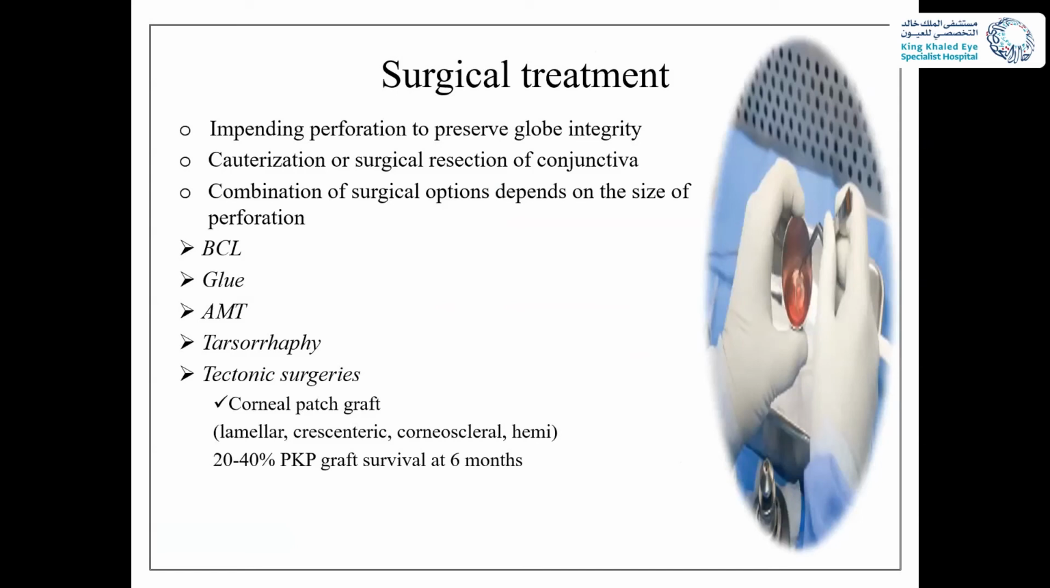The perilimbal conjunctival resection will remove the immune complex deposition, will reduce the immune complex deposition at the periphery of the cornea, and will decrease the production of collagenase and proteinases. But the problem is that PUK might recur once the conjunctiva grows back. So a combination of surgical options depends on the size of the perforation.